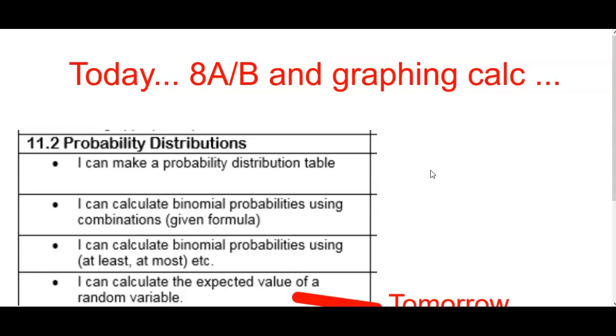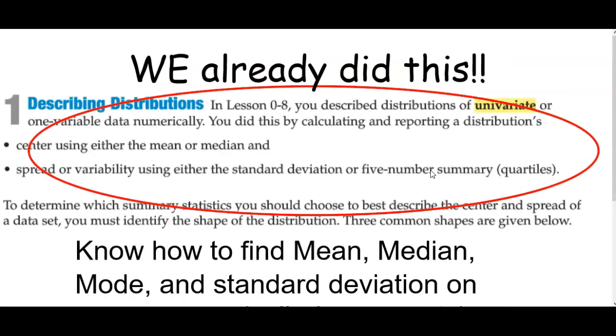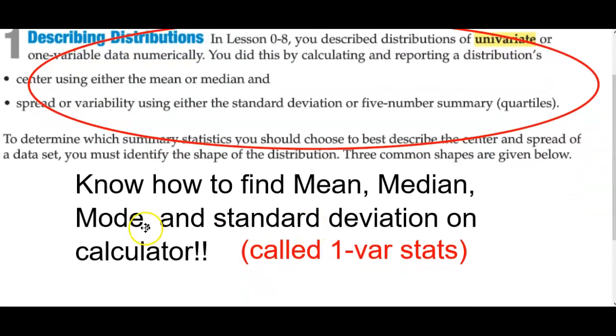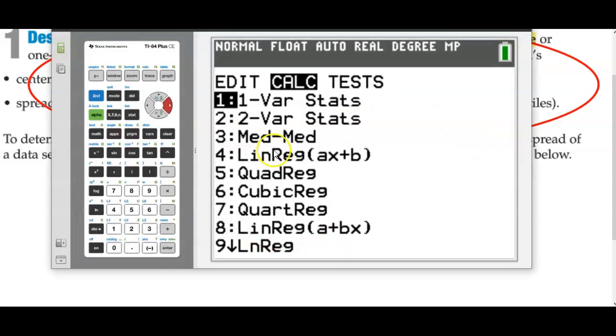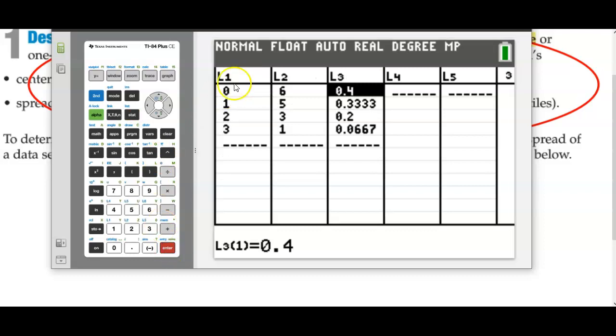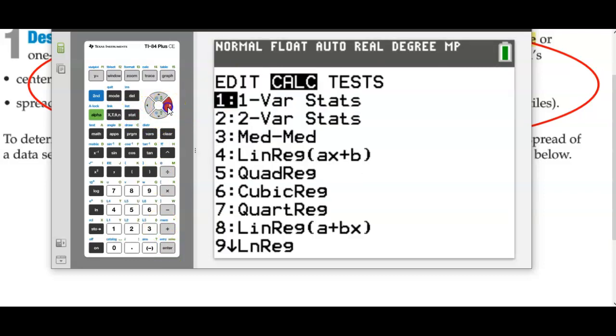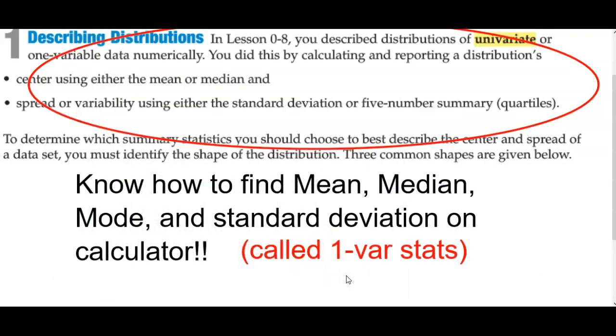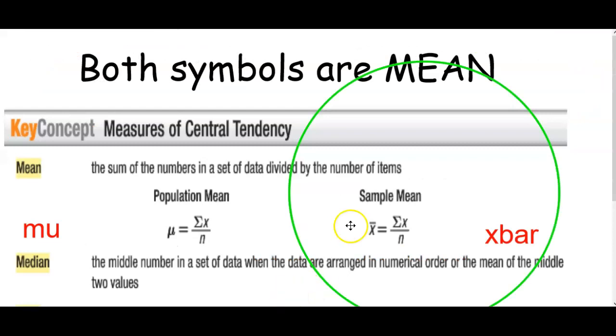Quickly reviewing, we have already talked about mean, median, mode, and standard deviation on the calculator. That's a different lesson. So if you didn't watch that video, make sure you go back and watch it. It's stat, enter, and then put your data in, and then it's stat, right arrow over to calculate one variable stats. And the calculator found the X bar or sample mean for us.